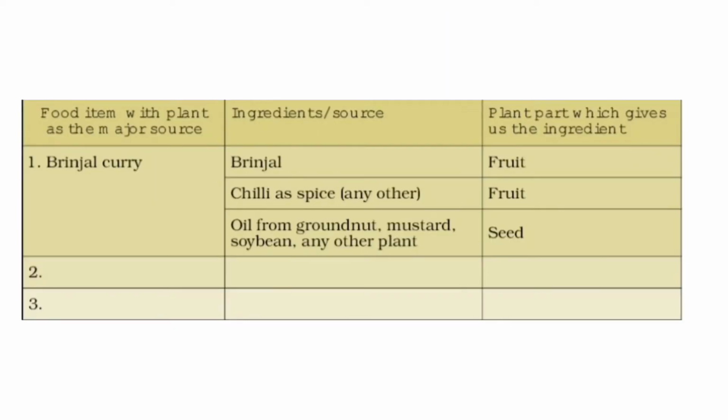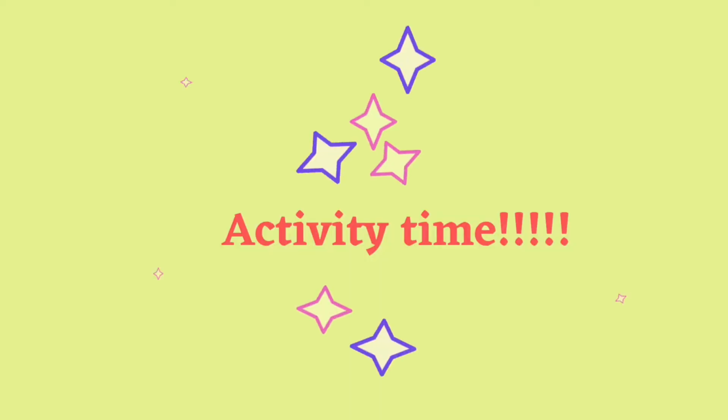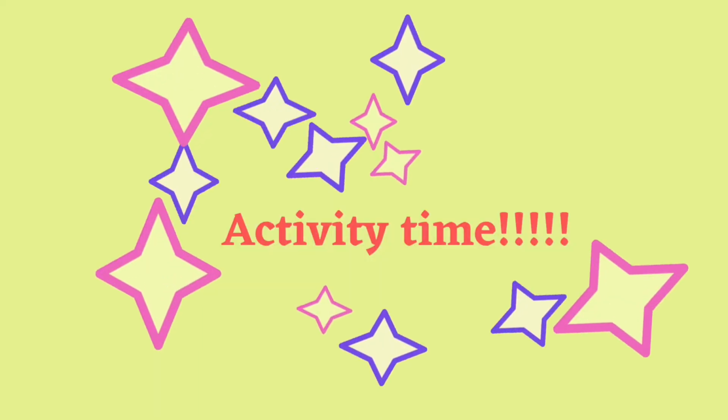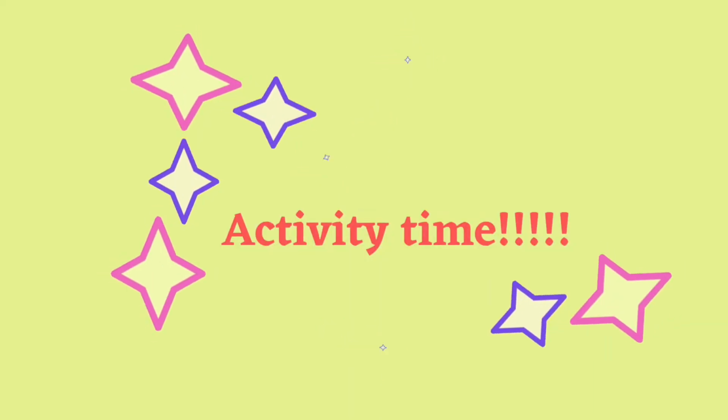See this table where the ingredients required for brinjal curry are described. Brinjal, chilies as spices, oil from the groundnut, mustard, soybean or any other plant. So brinjal is a fruit part of the plant, chilies is a fruit part of the plant, oil is extracted from the seeds. Now students, let's go to the activity time.